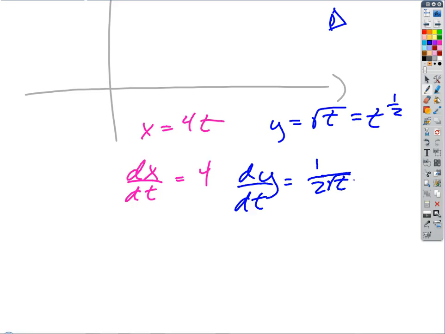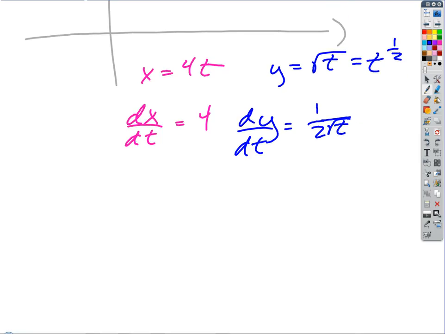Now look what I've got here. I've got dx/dt and dy/dt. And if I'm trying to find the equation of the tangent line, all I need is a slope and a point, right? Well, the slope is dy/dx if I'm graphing this in the xy plane. And so dy/dx, I can use the chain rule for it, right? I can write that as dy/dt times dt/dx.